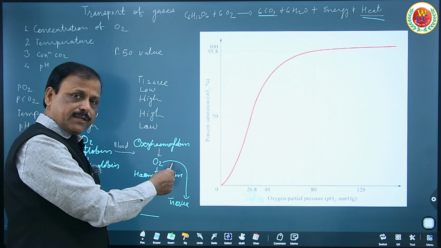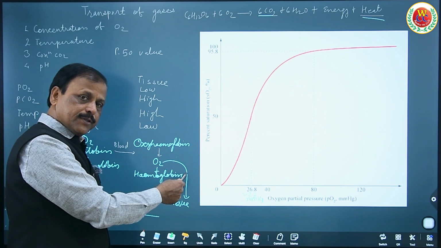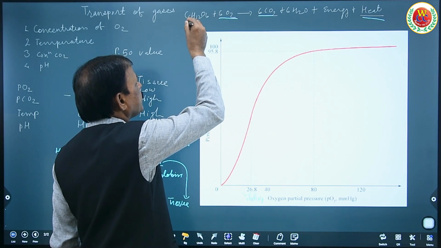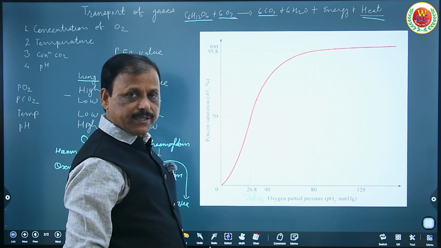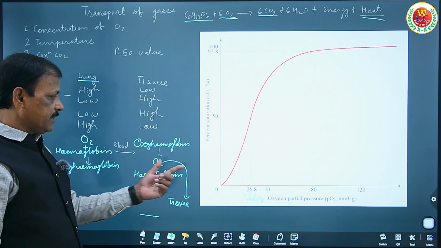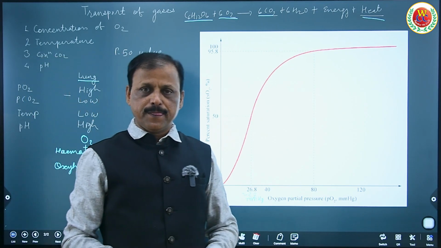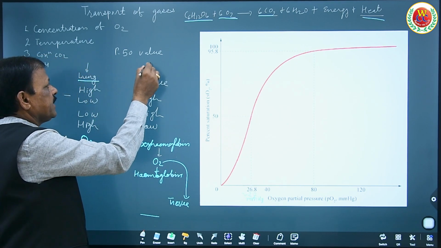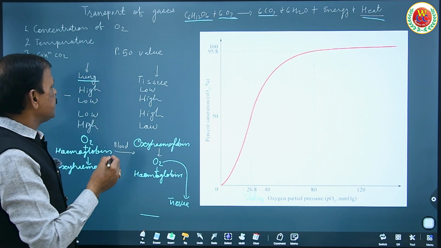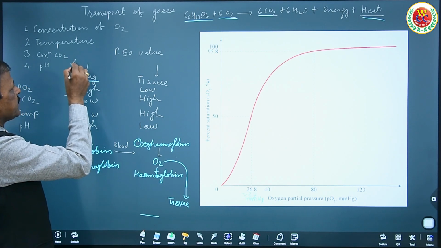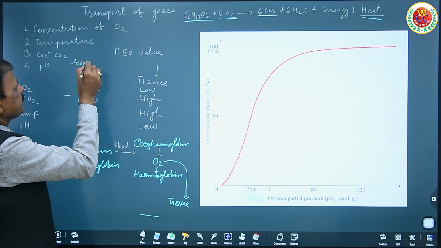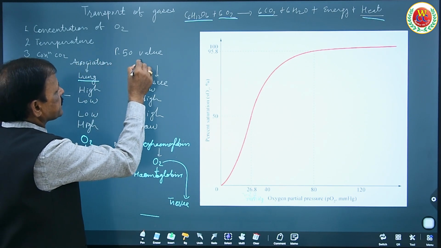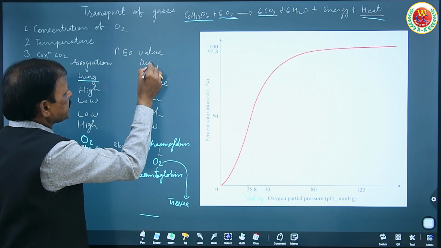Hence oxyhemoglobin gets dissociated into oxygen and hemoglobin. So oxygen becomes free and diffuses from blood to the tissue, where it is used for breakdown of carbohydrate to yield energy. This is association and dissociation. Oxygen associates at the site of lungs and dissociates at the site of tissue. So here I can mention as a heading, association at the site of lungs and dissociation at the site of tissue.